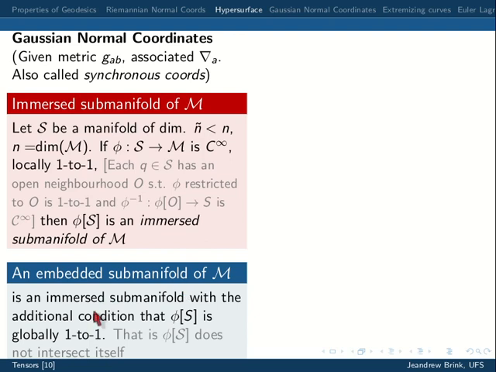The normal thing that we talk about is a sheet, like the sheet of paper in R3 is an embedded submanifold. It's a subset of the bigger manifold, and you can globally put it in. Okay, an immersed manifold is one where locally you can find a map that puts it in, but you can't necessarily put the whole manifold into Rn.